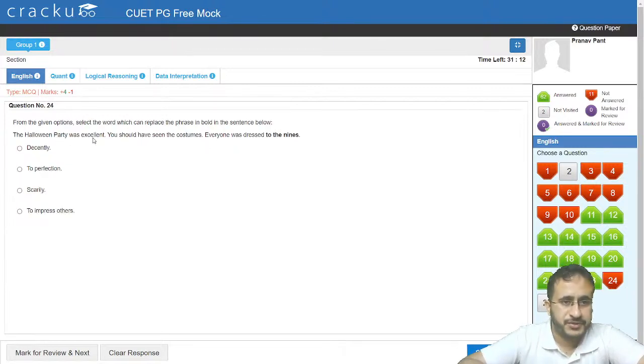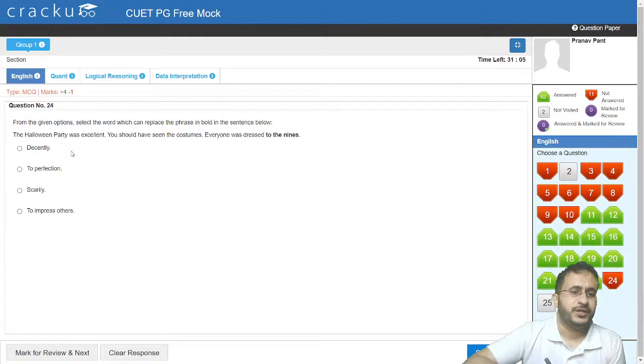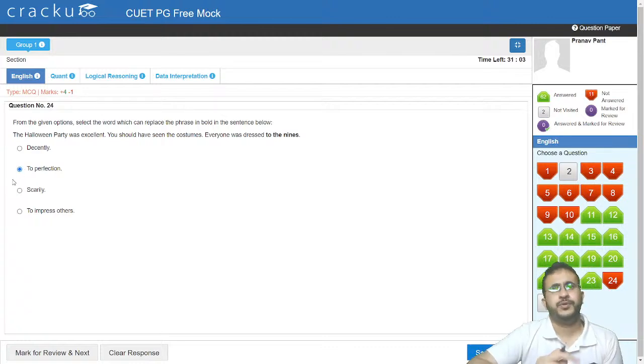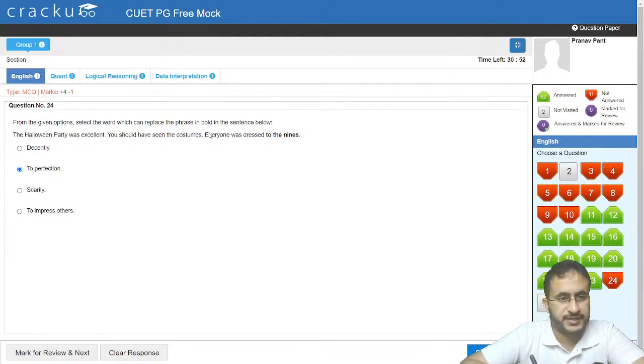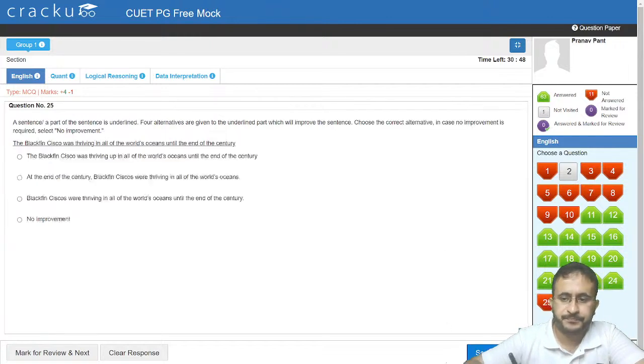The Halloween party was excellent. You should have seen the costumes. Everyone was dressed to the nines. So dressed to the nines means to be perfectly dressed up for an occasion, like a formal occasion. Let's say you are going to a seminar and you are dressed formally. That is called dressed to the nines. Okay, so perfect. Dressed to perfection is the right one.